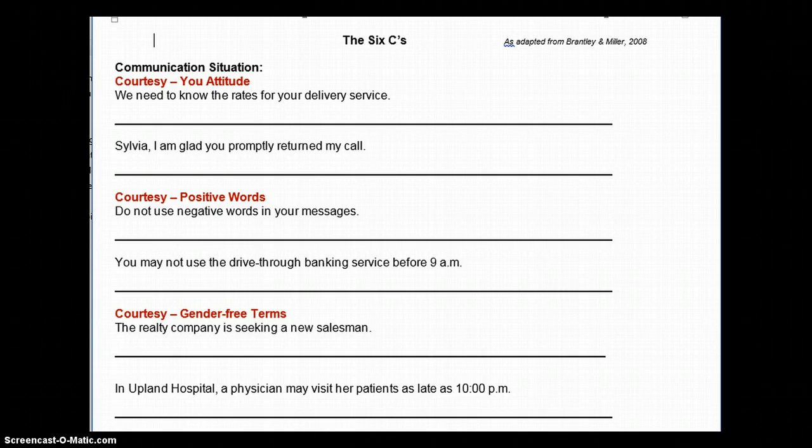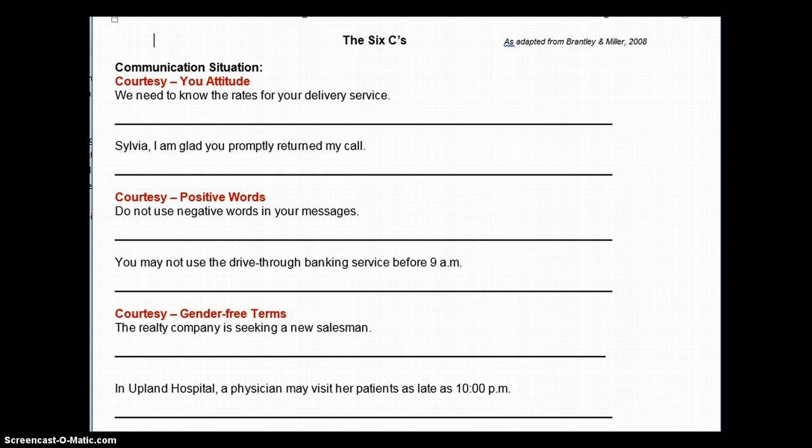The second example of you attitude, Sylvia, I am glad you promptly returned my call. A good thing here is that you did use the receiver of the message's name, Sylvia. So we will want to keep that in the message. However, the words I and my need to be removed. So we could rewrite the sentence by saying, Sylvia, thank you for promptly returning the call. You see, we changed the word my to the.